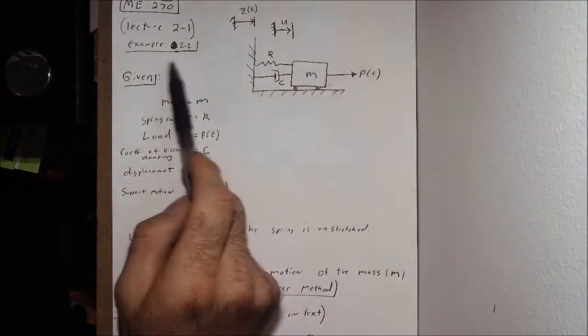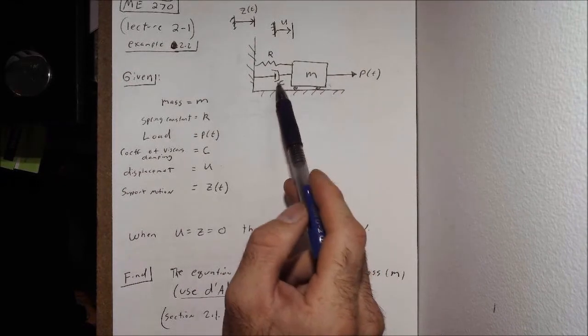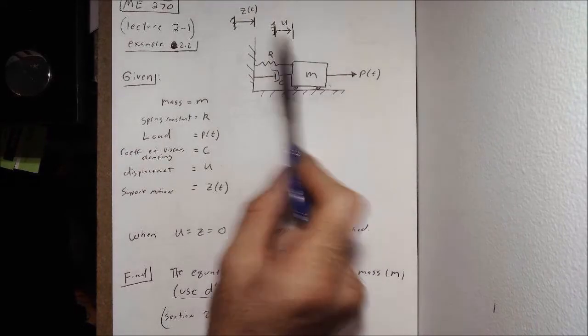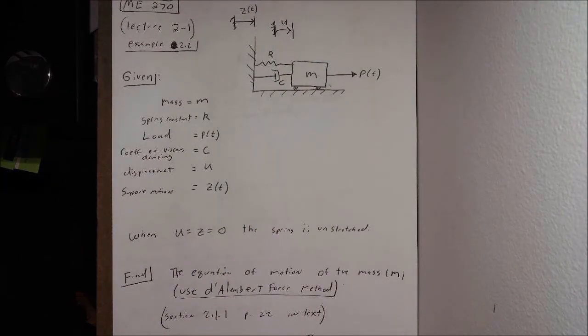So we have our example problem 2.2. We're given a diagram here. We have our mass, we have our damper, we have our spring, we have our external load P of t, we have our displacement u and our displacement z of the moving base. So that's the key thing here, we have a moving base. So we're going to consider this two different ways as we solve this problem.